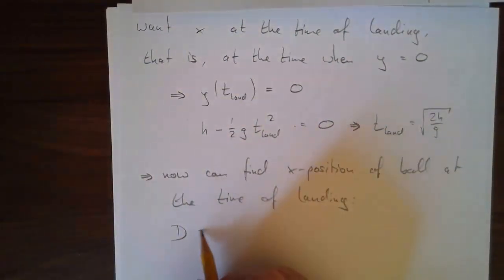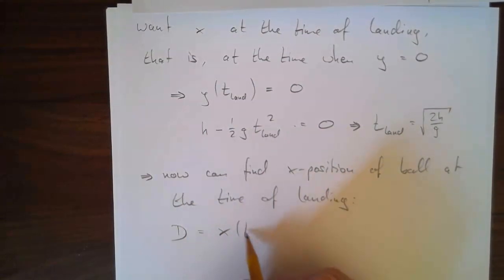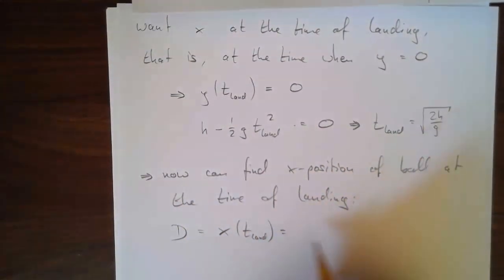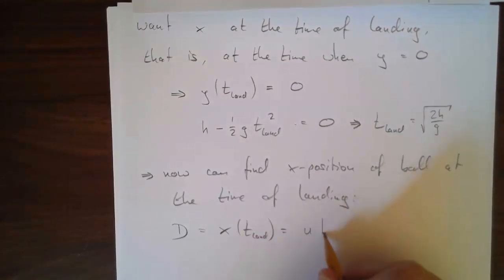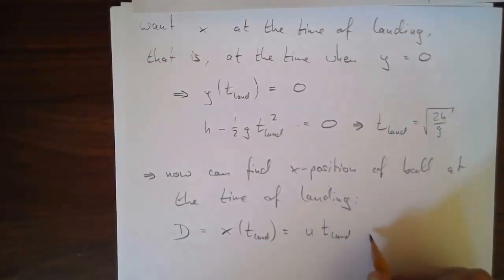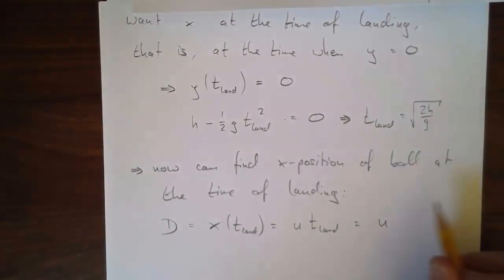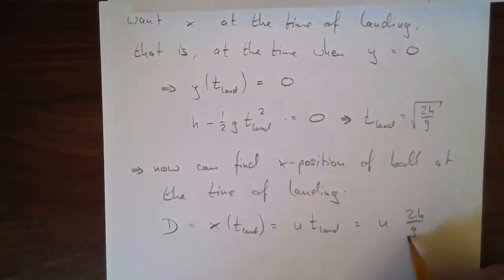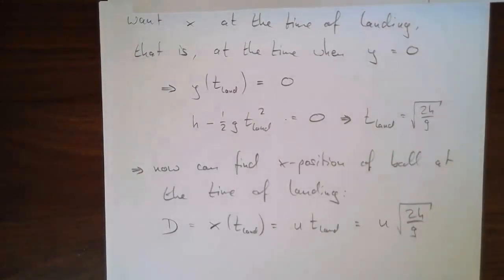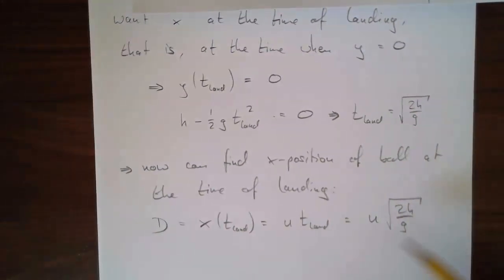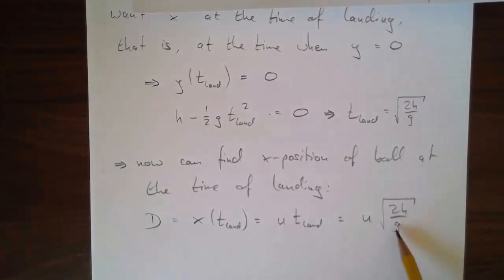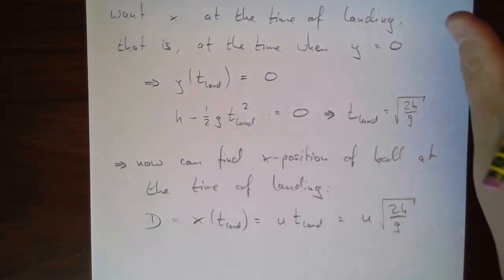And that was the thing I defined as the distance d, right? So d is by definition x at the time of landing. And that is just u times the time of landing. And that is, of course, just u times the square root of 2h divided by g. And that's going to be my final answer, right? So this is in terms of u, h, g, just as we wanted.